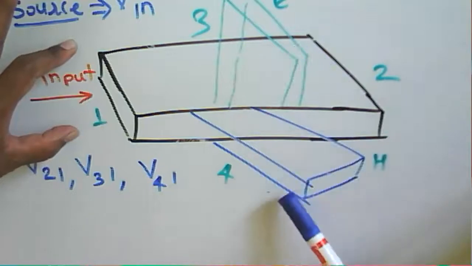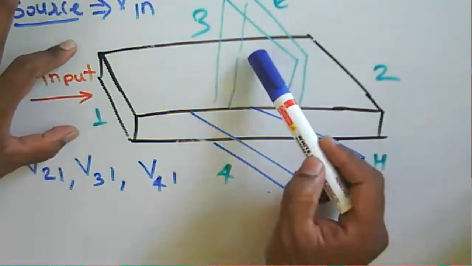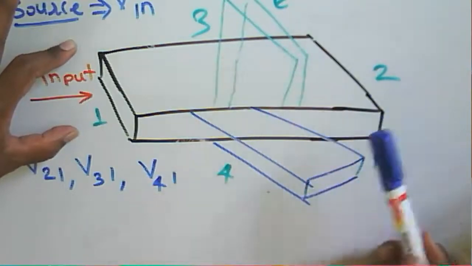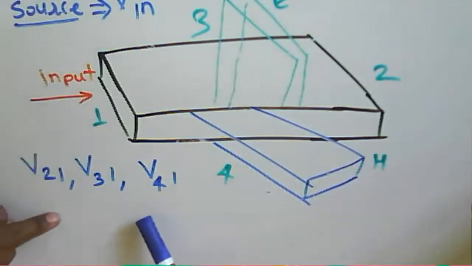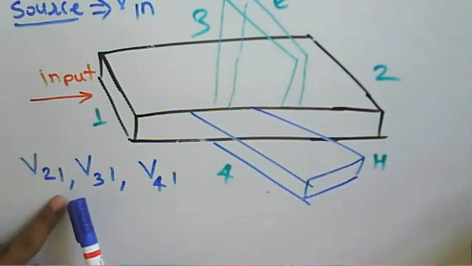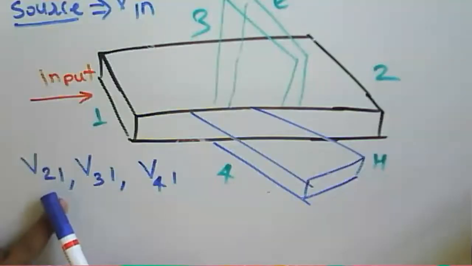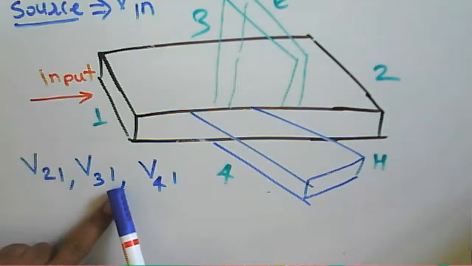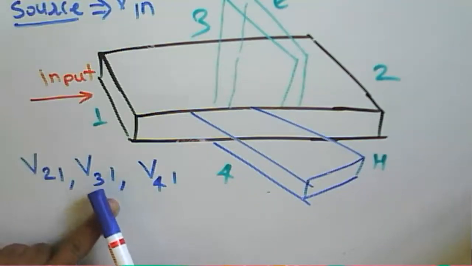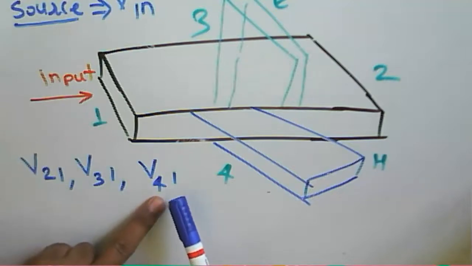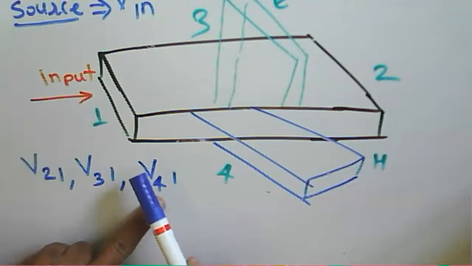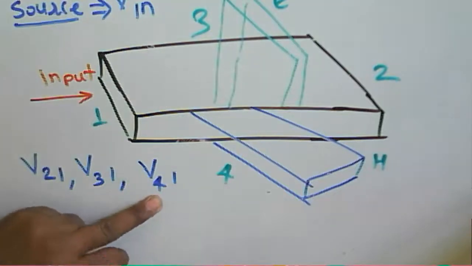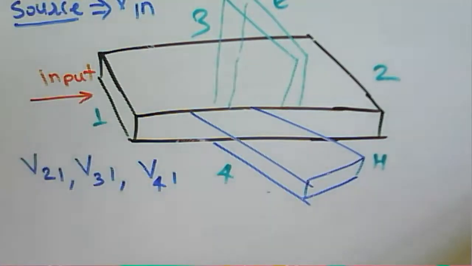Then to measure the output at port 4, port 3 and port 2 are to be match terminated. This way we'll get the output, because when we have the input at 1, the output will be at 2 since port 3 and port 4 are match terminated. If we give the input at port 1, the output at port 3 is measured with port 2 and port 4 match terminated. We get the output at port 4 when we input at port 1, with port 2 and port 3 match terminated.